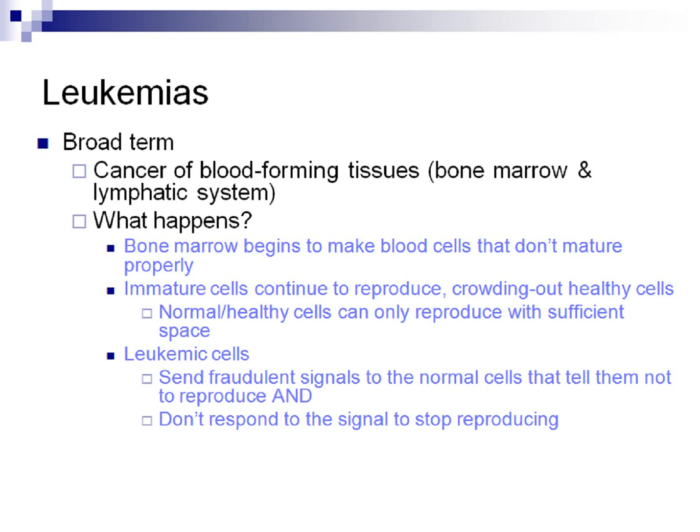In addition, the leukemic cells continue to reproduce. They send signals to the normal cells that tell them not to reproduce, so it's shutting them off. And in response, they continue to proliferate and make more cells.